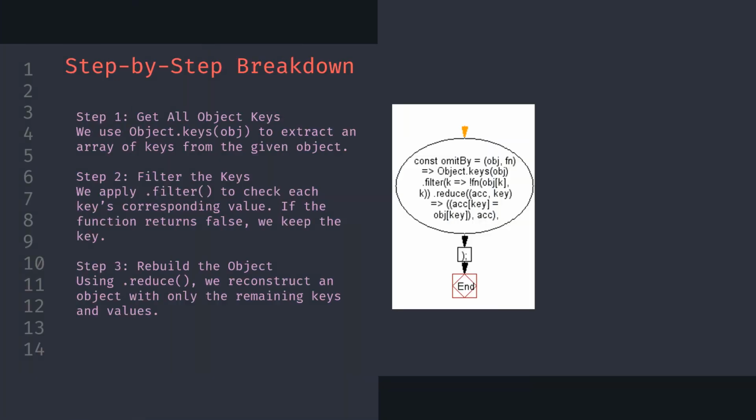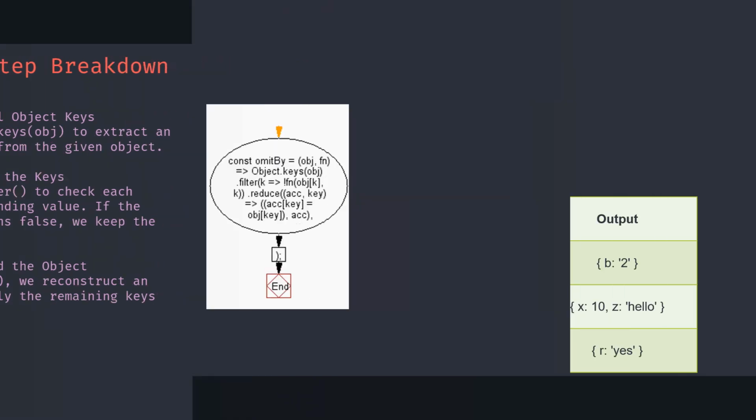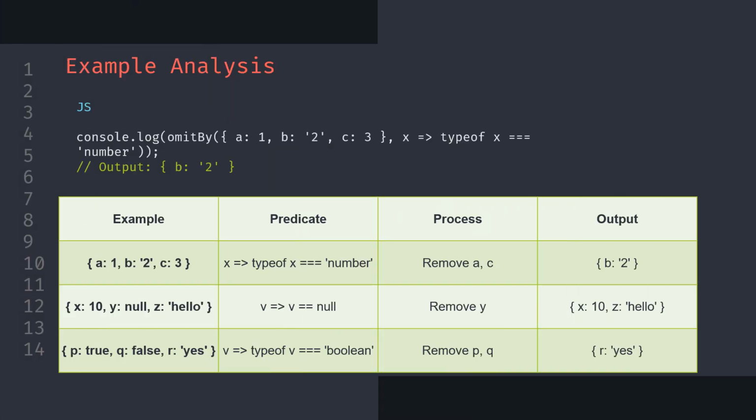Breaking it down, we first get all object keys, then filter out those we do not need, and finally, we rebuild the object using the reduce method. As seen in these examples, we can use this method to filter out objects dynamically based on various conditions.